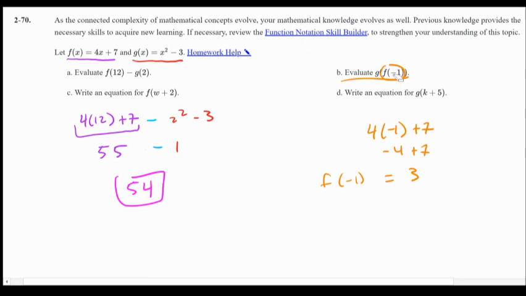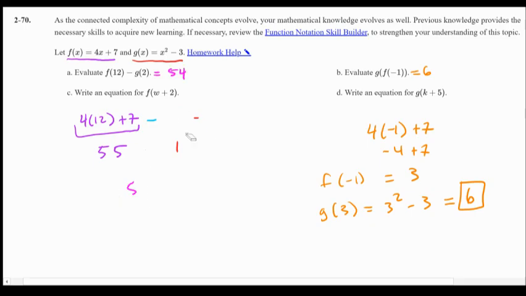And now I'm going to plug that into this function g here. So now I'm going to say g of 3 is equal to 3 squared minus 3, which is just 9 minus 3, which is just 6. So g of f of negative 1 is just equal to 6 here. And we'll call this first one equal to 54. I'm going to erase some of this to give us space for c and d.